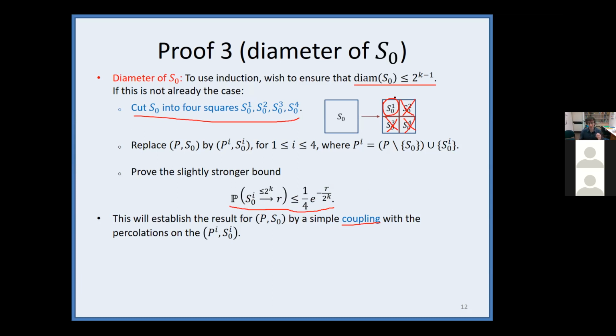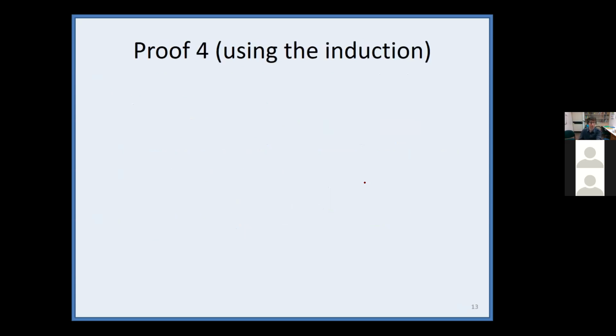So this is a rather technical point, but it allows me to assume that the diameter is at most 2 to the k minus 1 by paying only the extra 1/4 factor. So if I will prove a sharper result, then I can make this assumption. And this is what I will do. So now starts, in a sense, the actual proof.